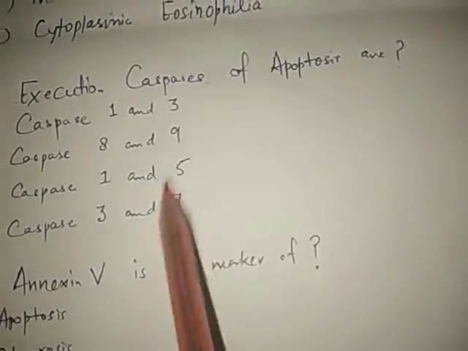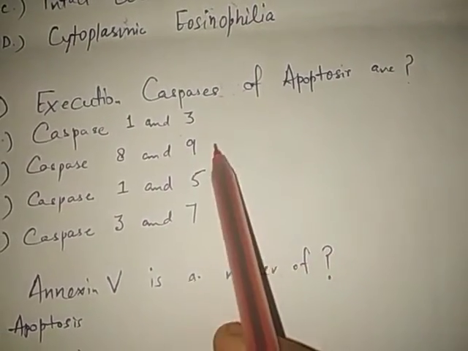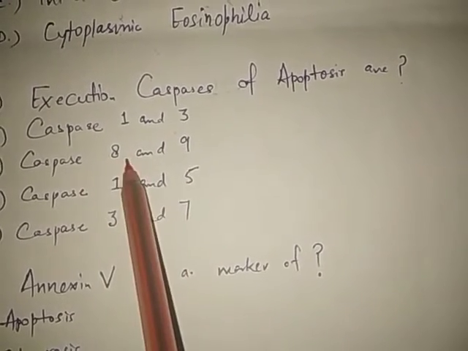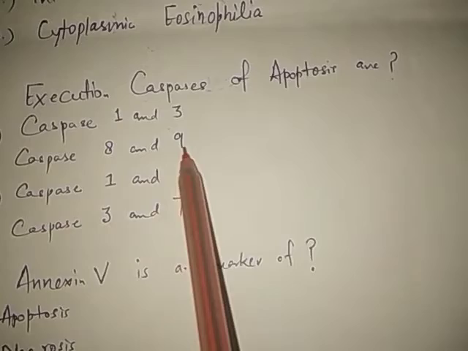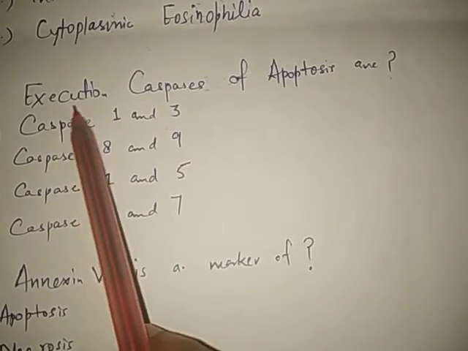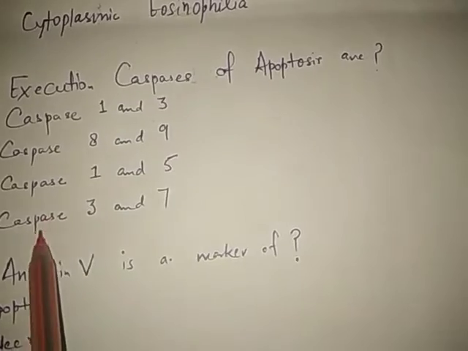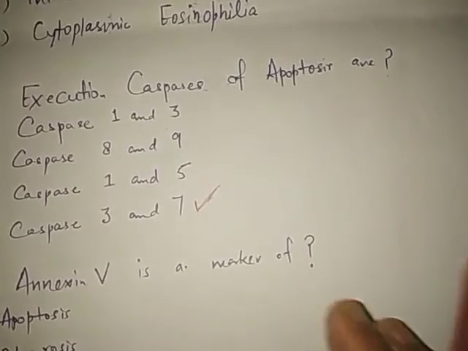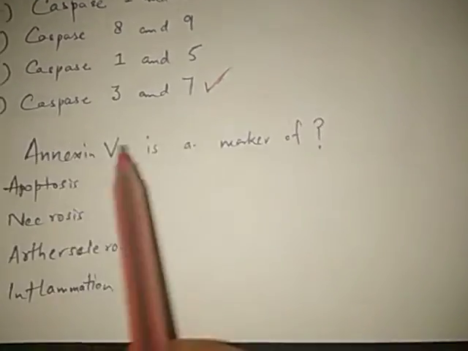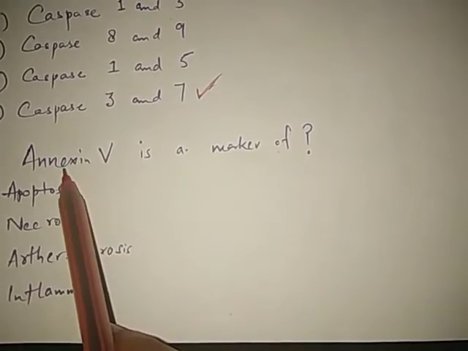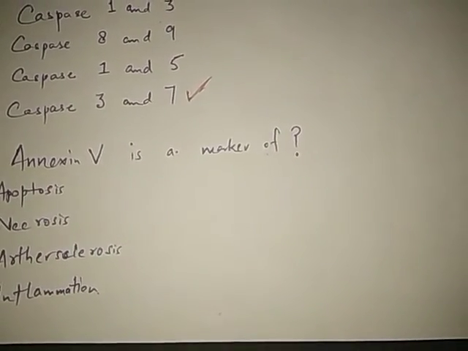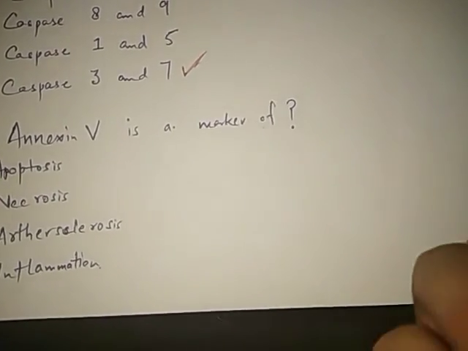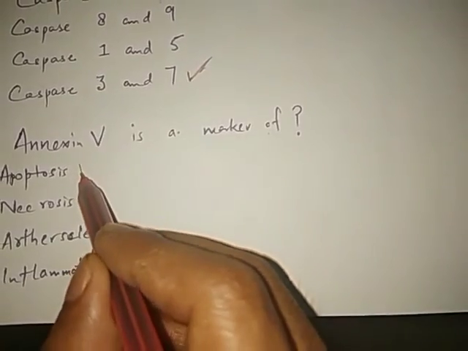Then, the execution caspases of apoptosis are: 1 and 3, 8 and 9, 1 and 5, 3 and 7. I told you that 8 and 9 are the initiator caspases, so they can't be execution caspases. The execution caspases are 3 and 7, so the right answer is 3 and 7. Annexin V is a marker of, I told you, basically this dye stains the phosphatidylserine molecules present on the apoptotic cells. So it is a marker of apoptosis.